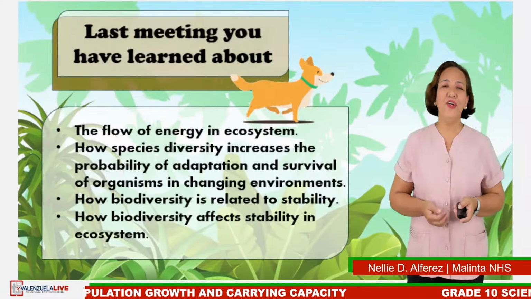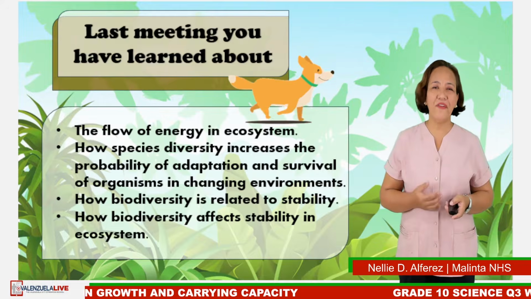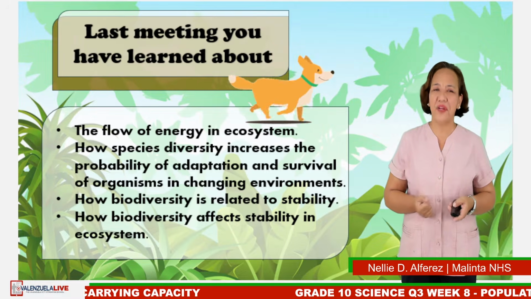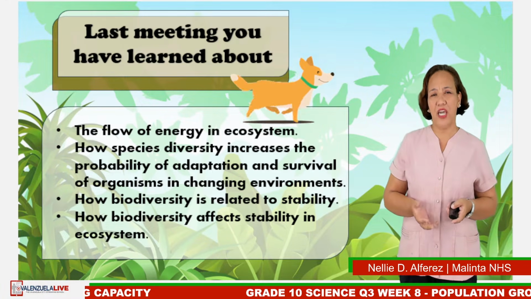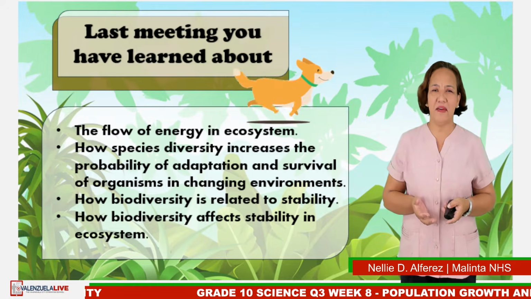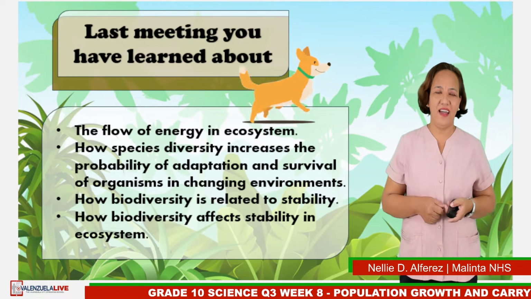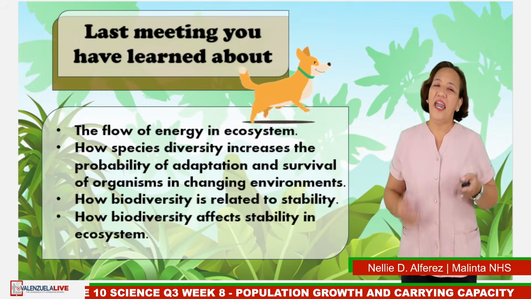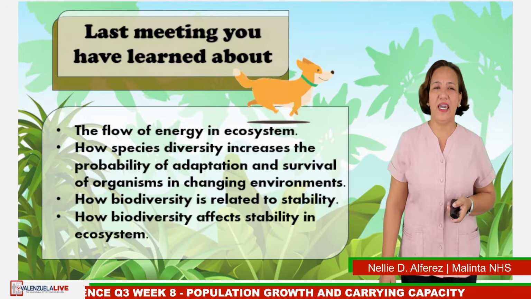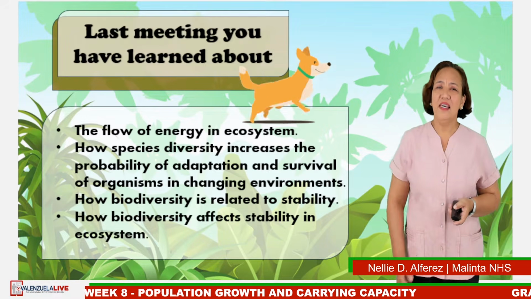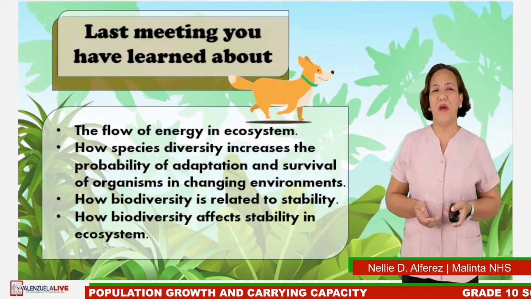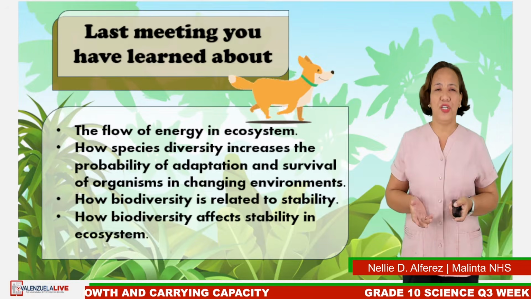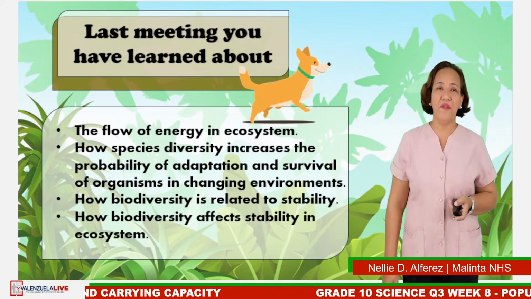Last meeting, you learned about the flow of energy in an ecosystem, and how species diversity increases the probability of adaptation and survival of organisms in changing environments. You also learned how biodiversity is related to stability, and how biodiversity affects an ecosystem. Since you already know the importance of biodiversity, let us continue the discussion of the relationship between population growth and carrying capacity.